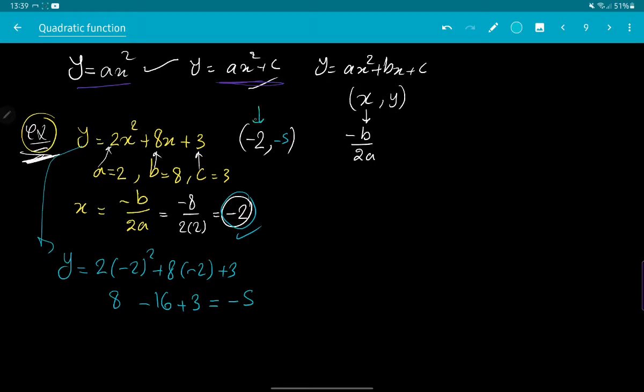You know that this is the equation of the axis of symmetry, x equals negative 2, and negative 5 is the minimum value. Why do we say that it's minimum? Because this is positive, it means the graph is going this way, so this point is the minimum.